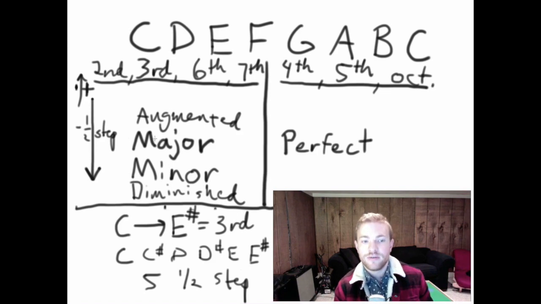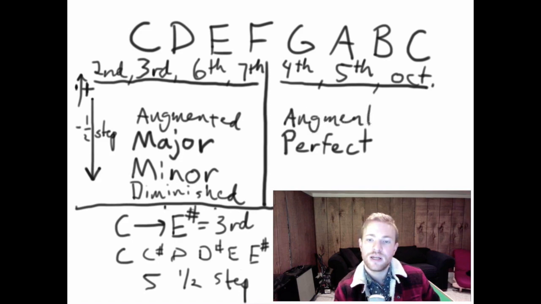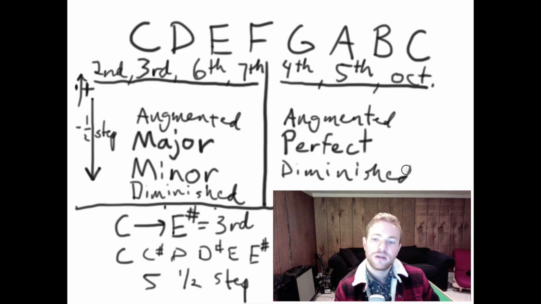Okay, so a major interval lengthened by a half step gives an augmented interval. Shortened by a half step gives a minor interval. Shortened by another half step gives a diminished interval. And you can just interconvert up and down this chart as much as you want. Now on this side, you can think of perfect as containing the major and minor inside of it. So if you lengthen a perfect interval by 1, you get an augmented interval. And if you shorten a perfect interval by 1, you get a diminished interval. And that's really all there is to it.